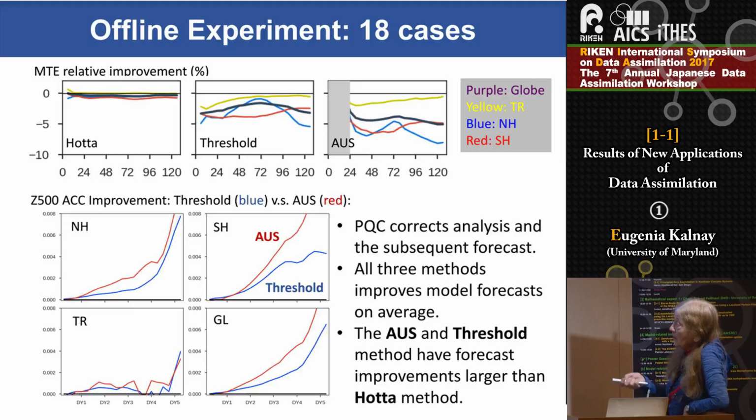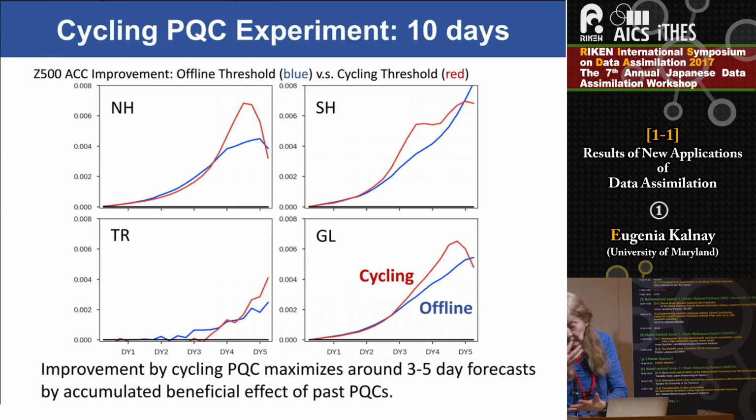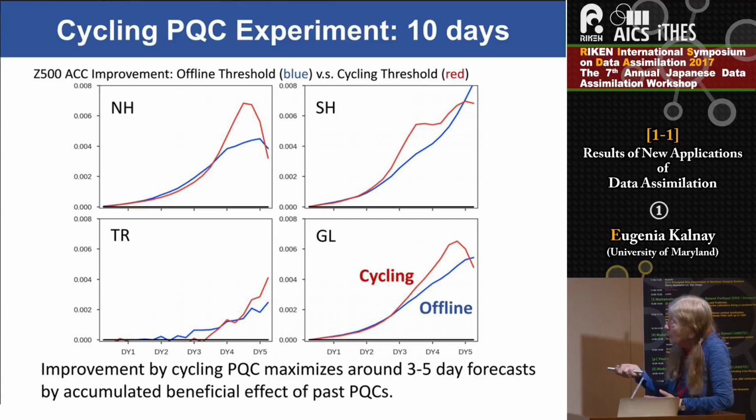And then the improvement of the anomaly correlation, if we look at the globe, was increased by using the threshold approach, and even more so by using the analysis in the unstable space. And he also checked another thing, which is whether the benefit accumulates. So he cycled these observations, and he got that the cycling was better than doing one by one up to about day five.